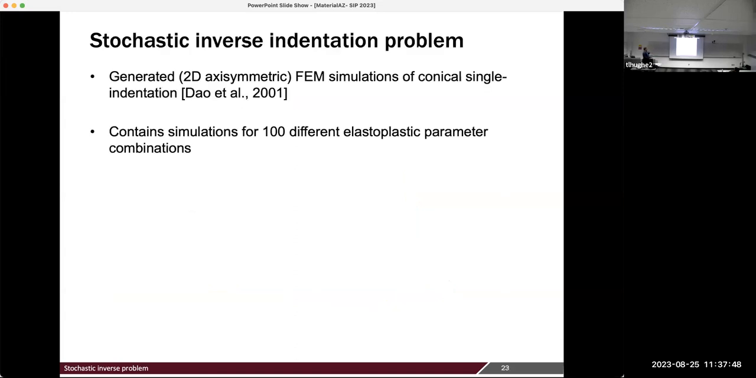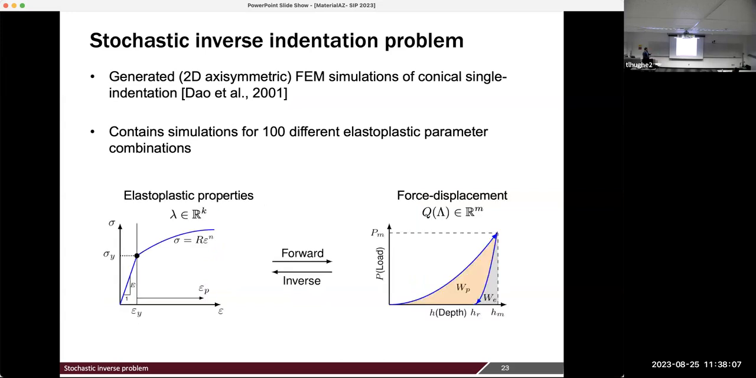Let me show you a couple more interesting examples, which is the indentation problem. So we generated FEM simulations, and we have about 100 different elastoplastic parameter combinations. So we created a bunch of data on the elastoplastic properties and the indentation measurements, right? And then the simple question is, can we use the indentation measurements, which is the force displacement profile, to figure out the elastoplastic properties? That's the simple question we are solving based on the simulated data.